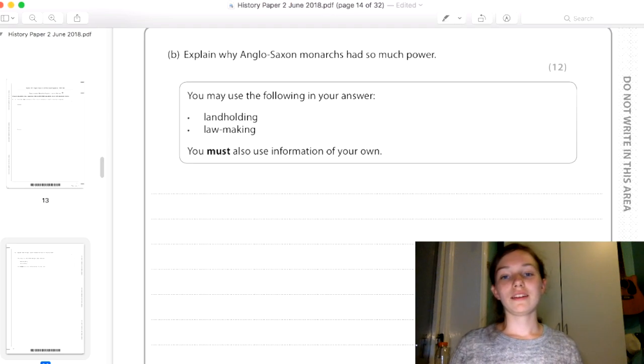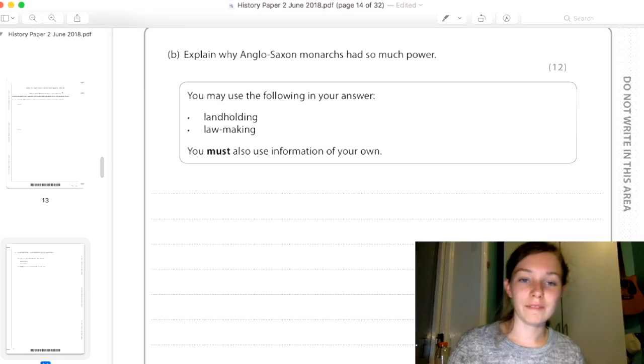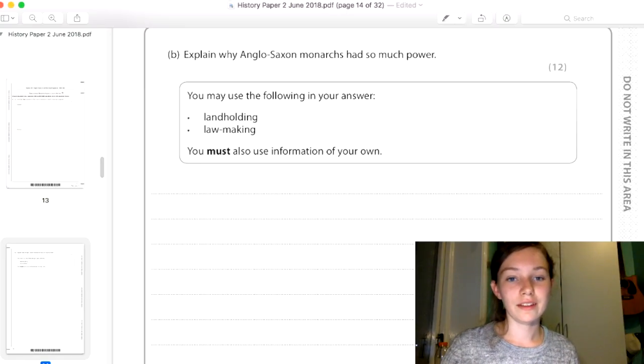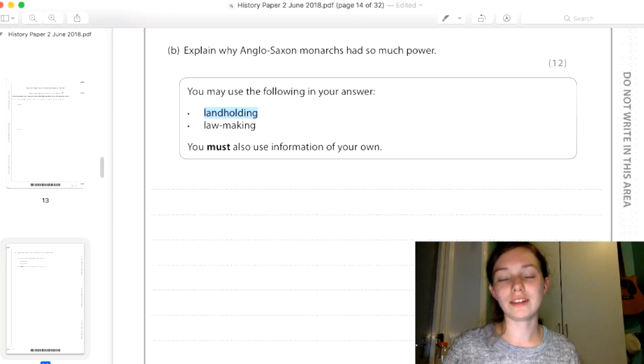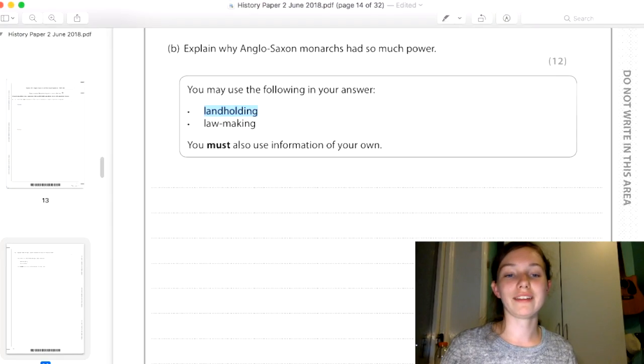And here's an interesting point actually. When I did this one here, trying to think what it was, I think it might have been landholding? Yeah, landholding. That's difficult to talk about with Anglo-Saxon monarchs. I think it was landholding, but I just flat out didn't put that as a paragraph. I only used this bullet point.